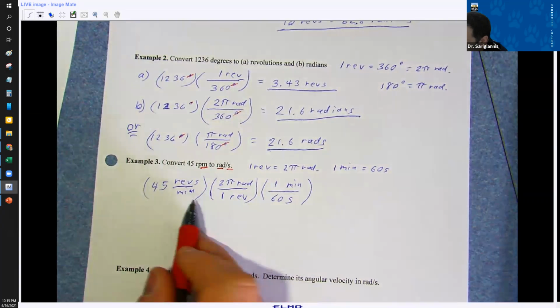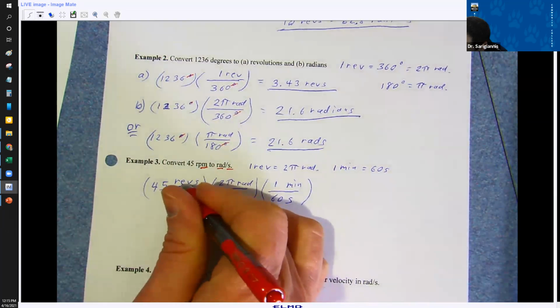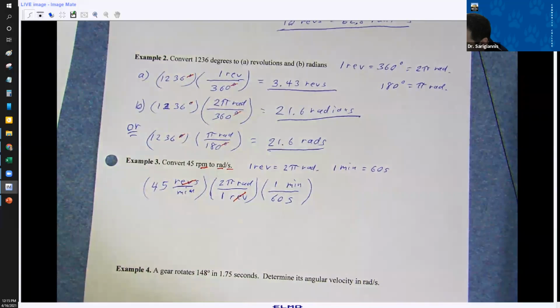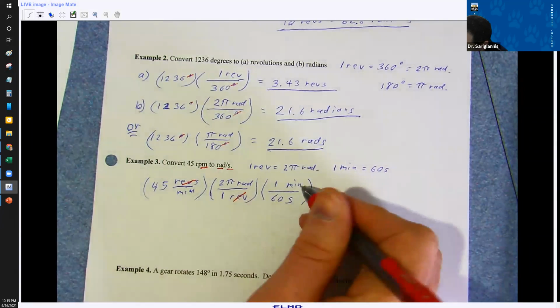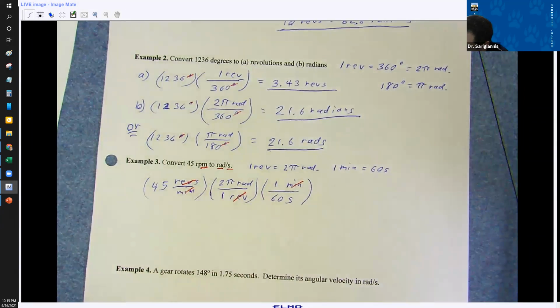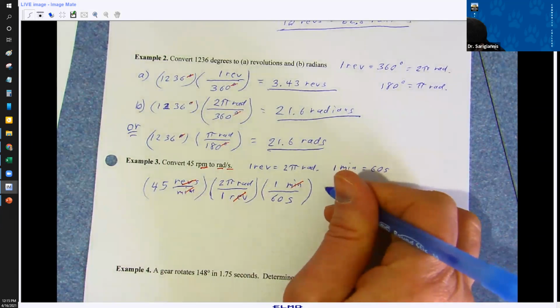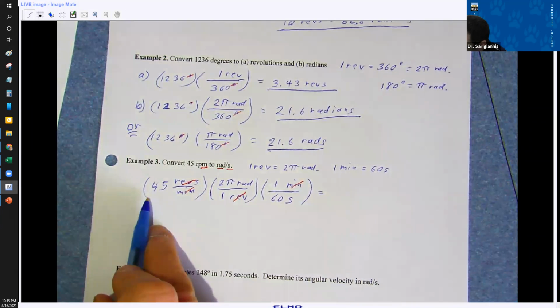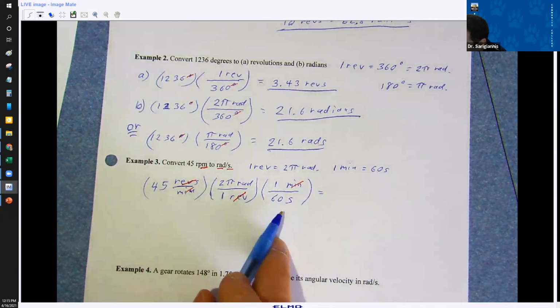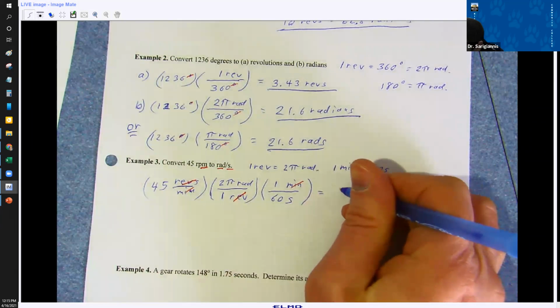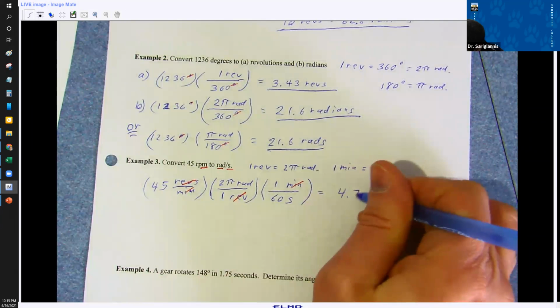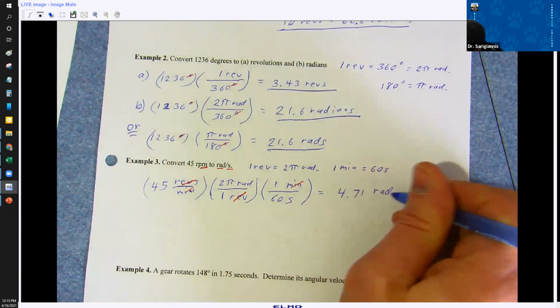So what happens here? The revolutions here are divided by the revolutions here. The minutes here are divided by the minutes here. We wind up with 45 times 2 pi divided by 60, and this gets you 4.71 radians per second.